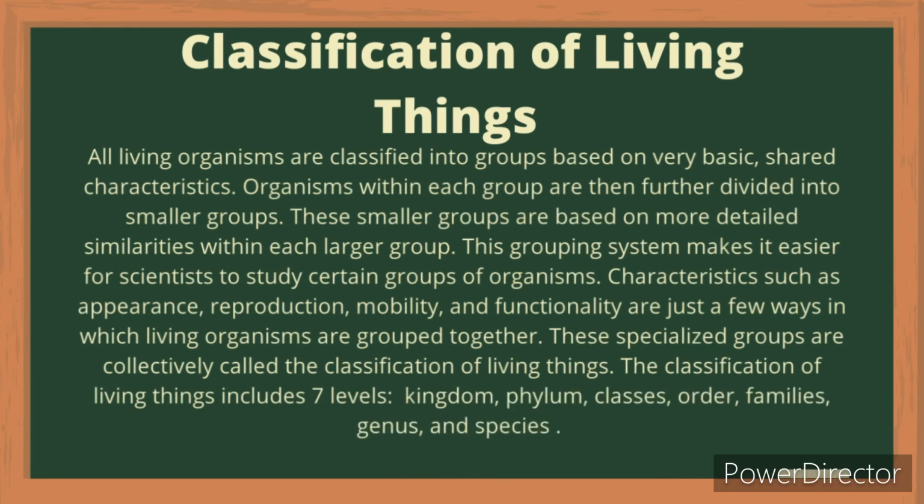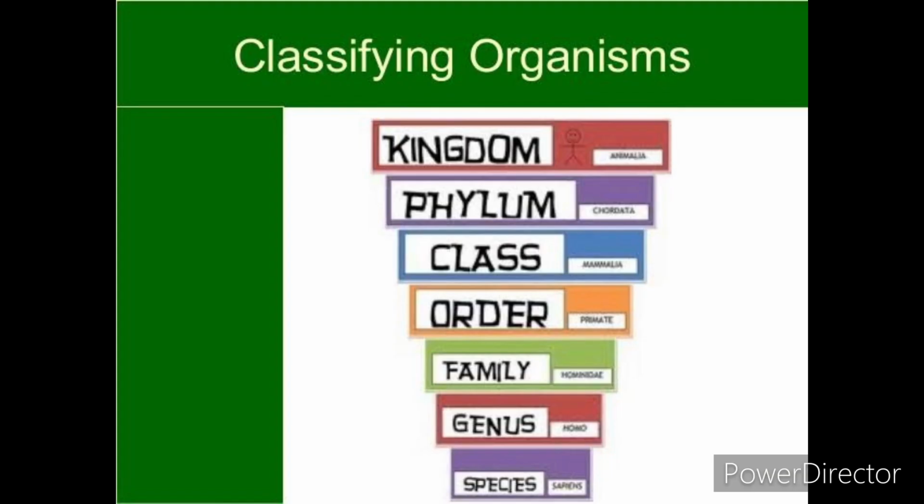Characteristics such as appearance, reproduction, mobility, and functionality are just a few ways in which living organisms are grouped together. These specialized groups are collectively called the classification of living things. The classification of living things includes 7 levels: kingdom, phylum, classes, order, families, genus, and species.